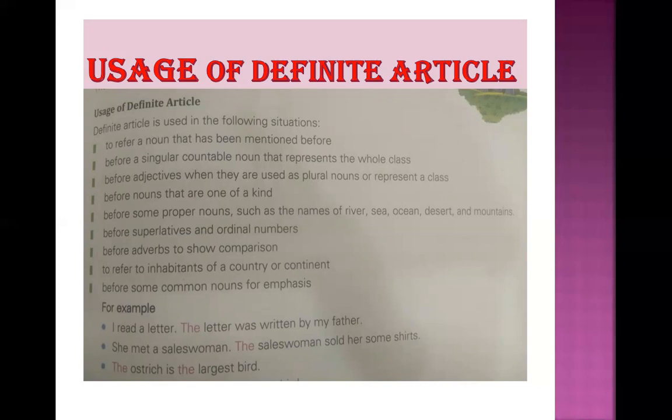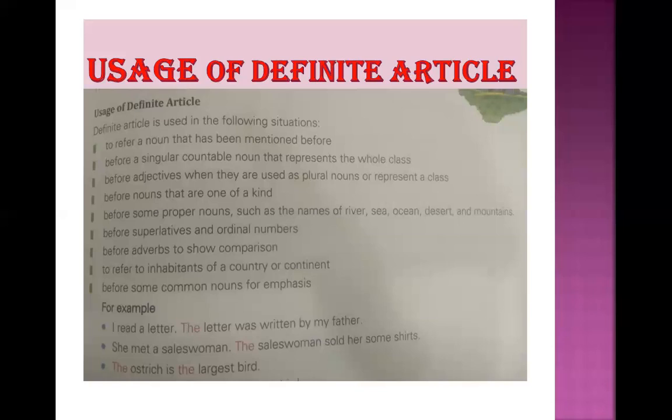Now you can see the situations where they can be used: to refer to a noun that has been mentioned before, a singular countable noun that represents the whole class, before adjectives when they are used as plural nouns or represent a class, before nouns that are one of a kind, before some proper nouns such as the names of rivers, seas, oceans, deserts, and mountains, before superlatives and ordinal numbers, before adverbs to show comparison, to refer to inhabitants of a country or continent, and before common nouns for emphasis.